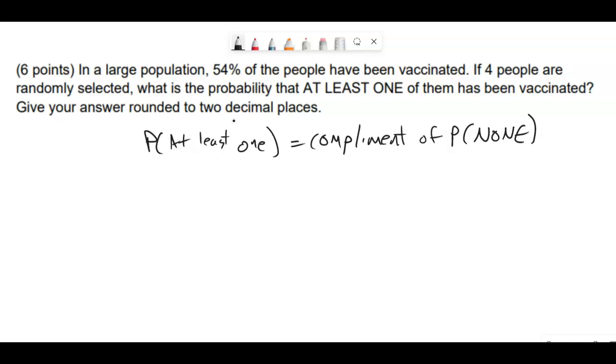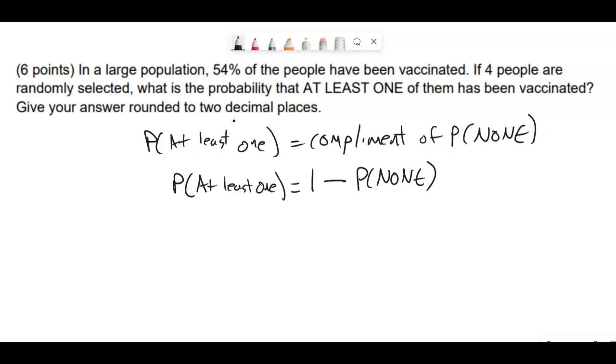Now the complement is just 1 minus. This is our basic probability rule for the complement, 1 minus. So the probability of at least 1 is 1 minus the probability of none. Now in this case, we want 4 people, at least one of them, to be vaccinated.